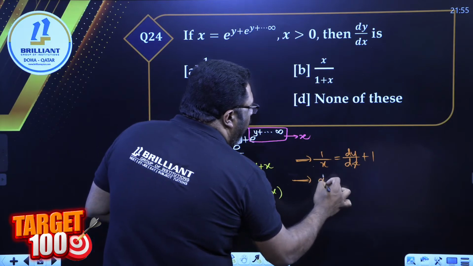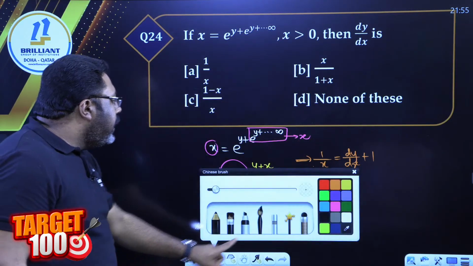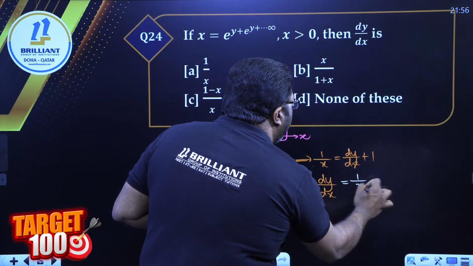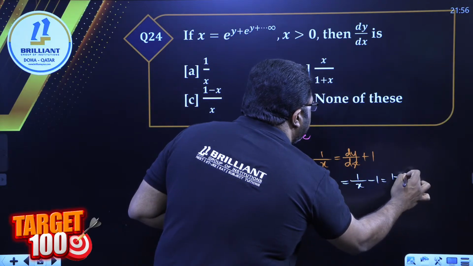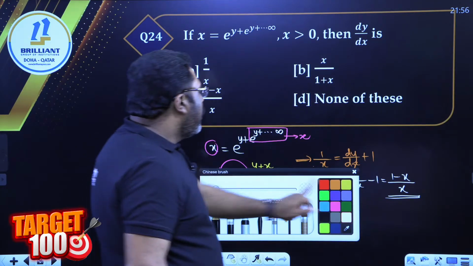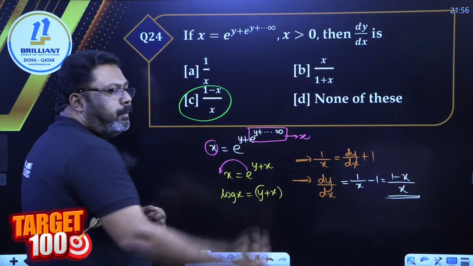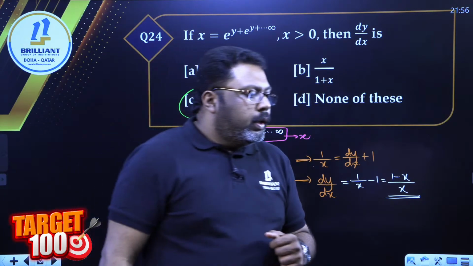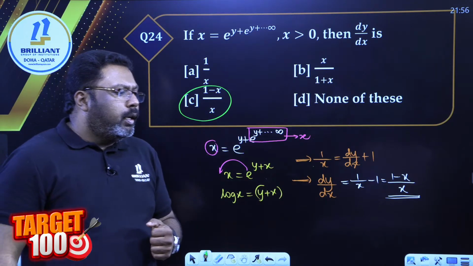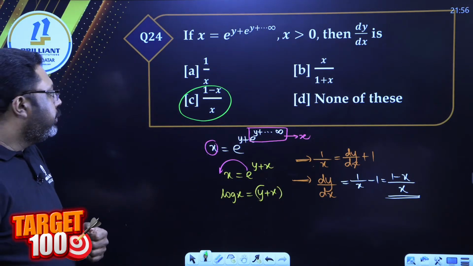So dy by dx is equal to 1 by x minus 1, LCM, 1 minus x by x. 1 minus x by x. Option C. Very good. Hanan, Nitin, Abdul, Hafiz, Fahad, Abin, Sana, Hadia. Yes. Good answers, all of you. Very good.